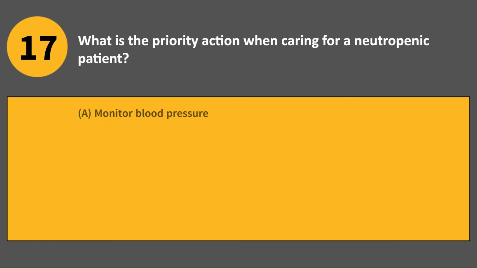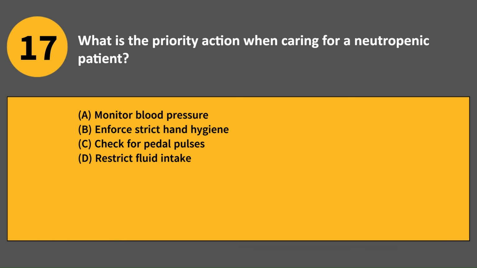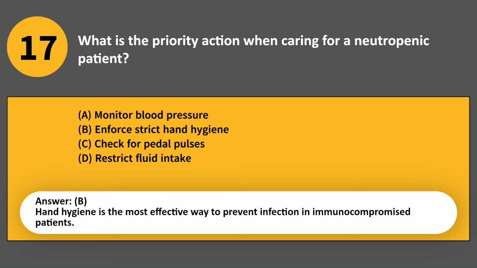What is the priority action when caring for a neutropenic patient? A. Monitor blood pressure. B. Enforce strict hand hygiene. C. Check for pedal pulses. D. Restrict fluid intake. Answer: B. Hand hygiene is the most effective way to prevent infection in immunocompromised patients.